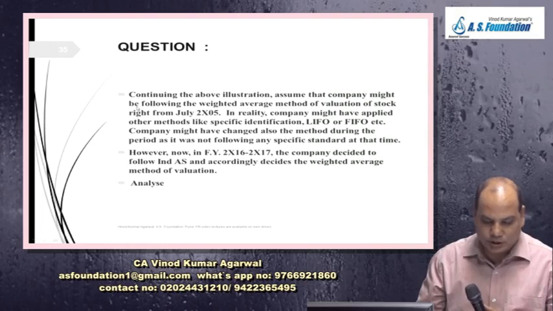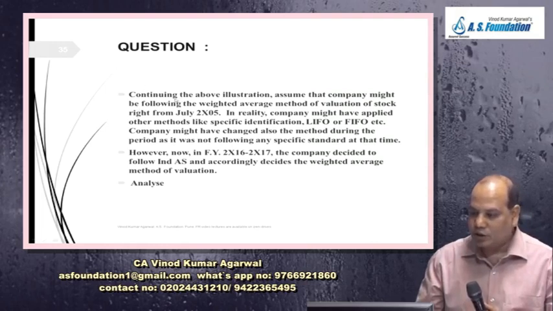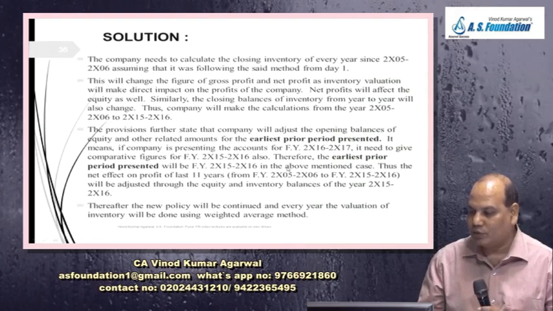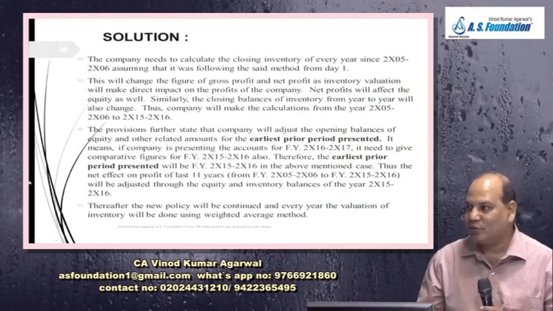And one more example, which is a continuation of the above. Continuing the above illustration, assume that the company might be following the weighted average method of valuation of stock right from July 20x5. In reality, the company might have applied other methods like specific identification, LIFO or FIFO, etc. The company might have changed the method during the period, as it was not following any specific standard at that time. However, now in FY 16-17, the company decided to follow IAS and accordingly decides on the weighted average method of valuation. Analyze. Same question.